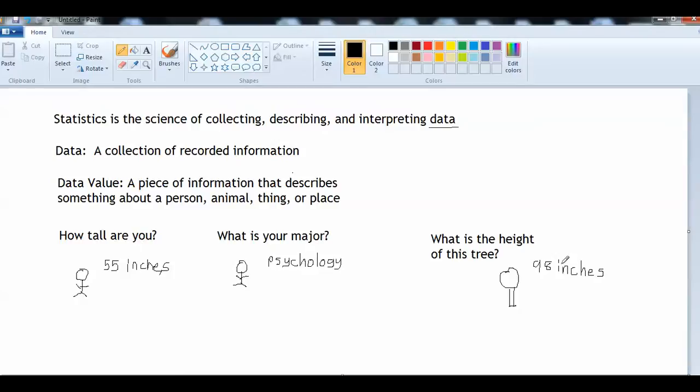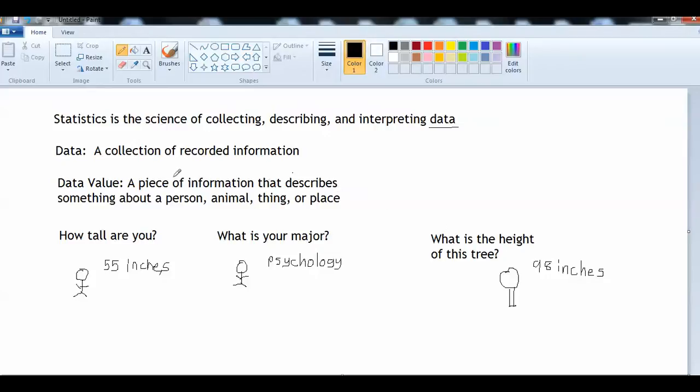And sometimes people will ask me, what if we just wrote down 98 and didn't write down inches? Would 98 by itself be a data value? And it actually would be. You could say that 98 is the data value, or you could say that 98 inches is the data value. It might just depend on how specific you want to be about the data value.